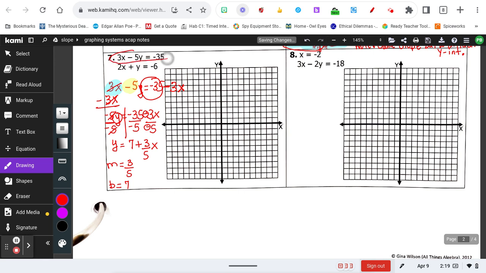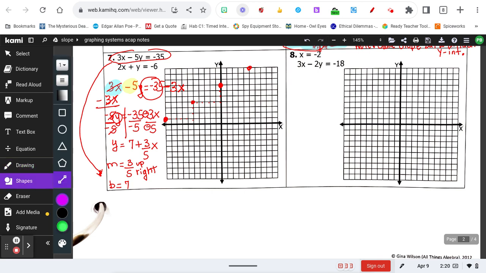So for this top equation, this is what I ended up with for my slope and y-intercept. So I'm going to start at 7. And this says go up 3 and right 5. So up 3, right 5: 1, 2, 3, 4, 5. I don't have enough room to do it again, so I'm going to reverse it. I'm going to go down 1, 2, 3 from the beginning point, and left 1, 2, 3, 4, and 5. All right, let's connect the dots.